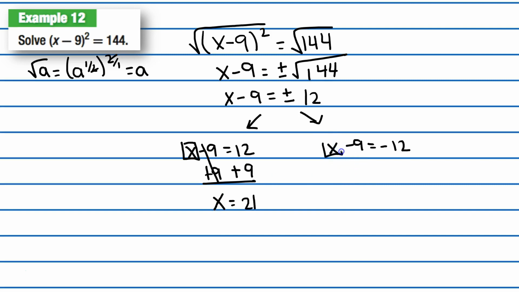Go ahead and box my x here. Opposite of minus 9 is positive 9. Add 9 to both sides. X is equal to negative 3. And there we go.